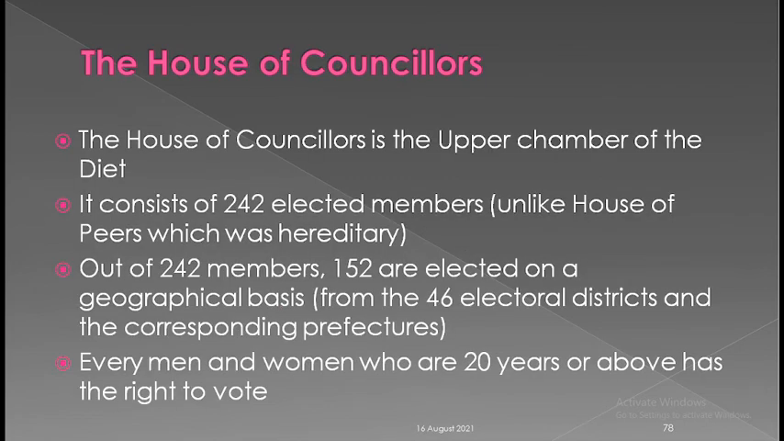The House of Councillors is the upper chamber, or second chamber, of the Diet. It consists of 262 members, unlike the House of Peers, which was hereditary. Now it is elected by the people. Out of 242 members, 152 are elected on a geographical basis from the 46 electoral districts and the corresponding prefectures. Every man and woman who is 20 years or above has the right to vote.